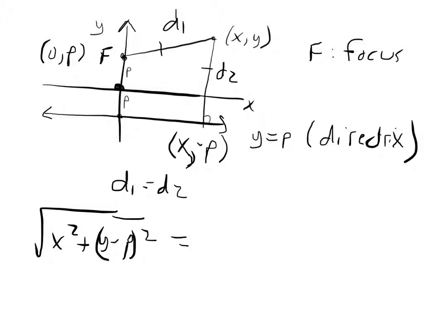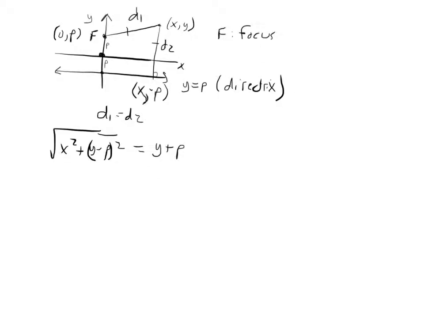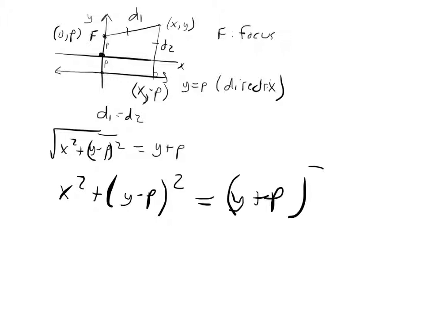Now d2 is simply a vertical segment, and that distance is going to be coming up to y and then going down p. That's simply going to be y plus p. And again, if this length is p, and this length going up is y, then my distance there is y plus p. So now if I go ahead and simplify this, I can square both sides, so I get x squared plus (y minus p) squared, square root is gone, equals (y plus p) quantity squared.